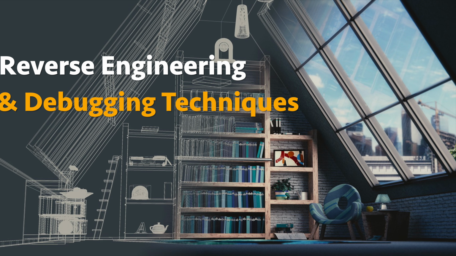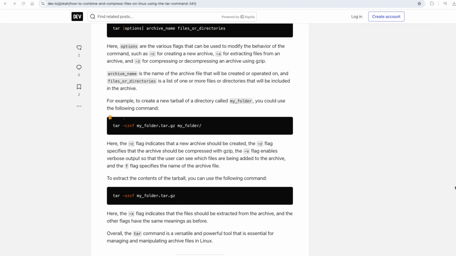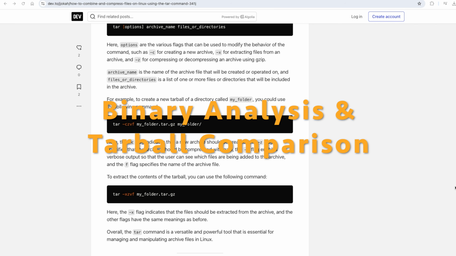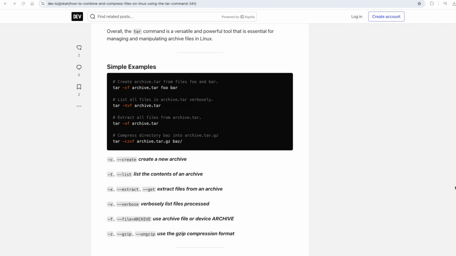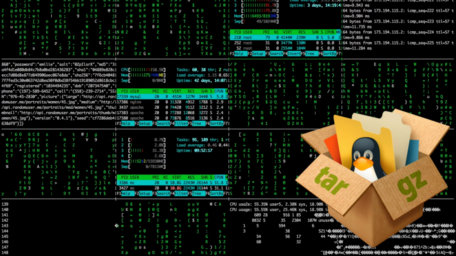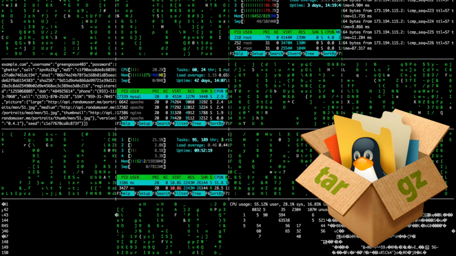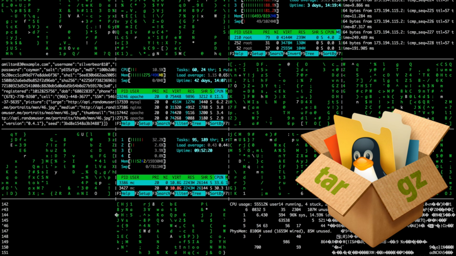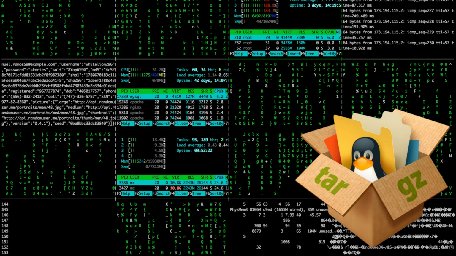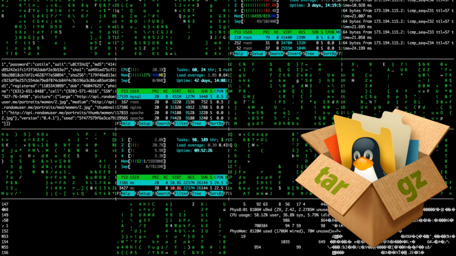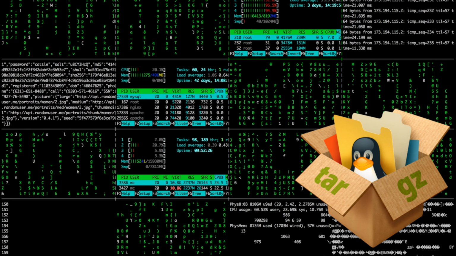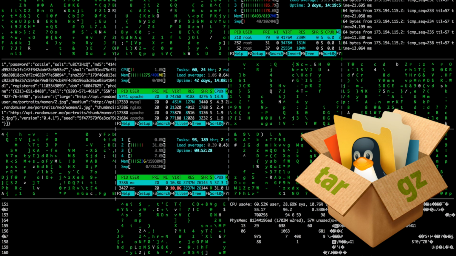Reverse engineering and debugging techniques. Binary analysis and tarball comparison. Freund compared Debian's imported tarballs of XZ with the official upstream source code. He found differences indicating that the distributed tarballs had been compromised. The compromised tarballs contained an obfuscated script executed during the build process, which injected malicious code.